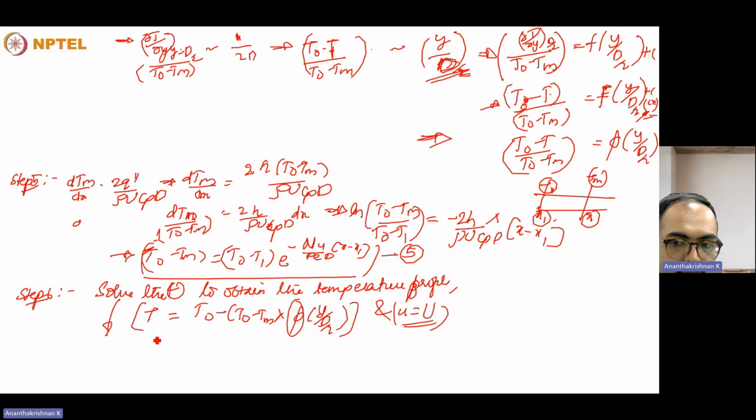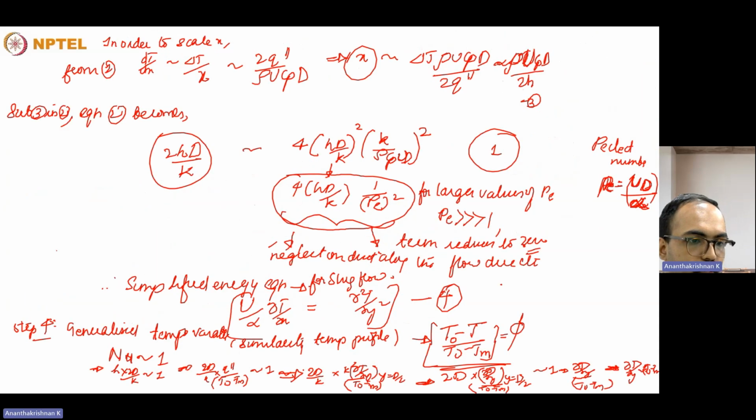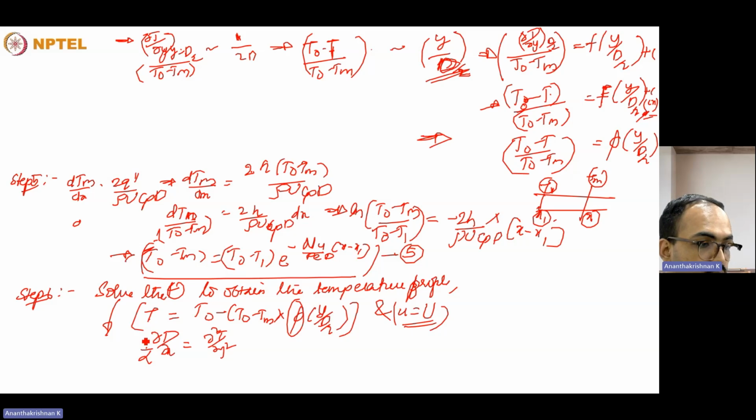So we have this equation, u by alpha dou T by dou x is equal to dou square T divided by dou y square. So that is the equation, u by alpha times dou T by dou x equals dou square T by dou y square. So we have to somehow write this dou T by dou x in terms of phi and the other terms. Phi is dependent only on y.